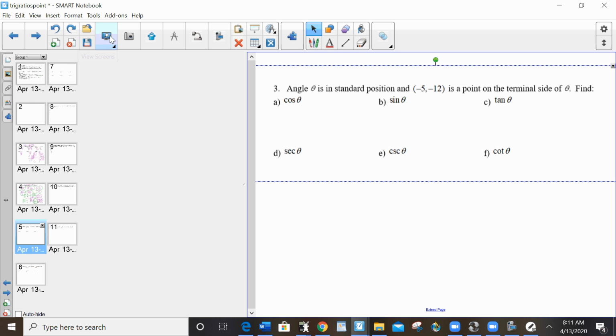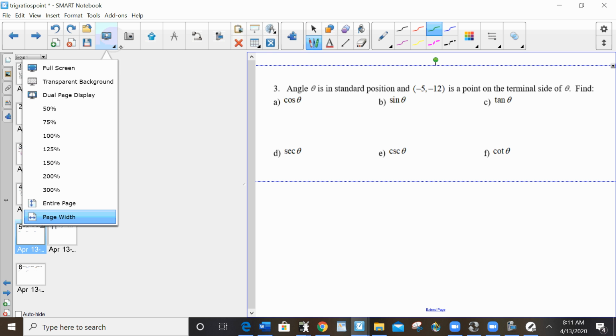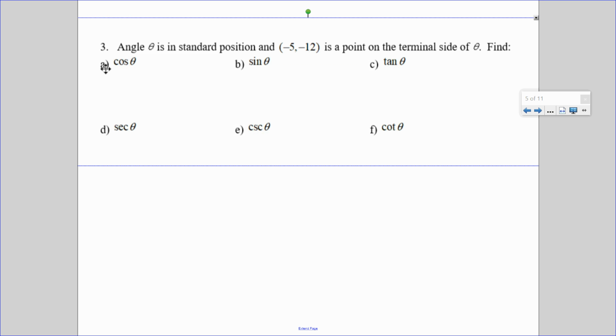So number 3, it's really the same thing that we've just been doing, nothing really new. So this is what I want you to do on your own. I'll talk you through it, but at this point, it's really something you should be doing on your own. It says that angle theta is in standard position and (-5, -12). So (-5, -12) is somewhere there. We're going to draw our triangle. We always connect it to the x-axis. I want you to fill in whatever values you have there. I'll give you about 20 seconds to do that.